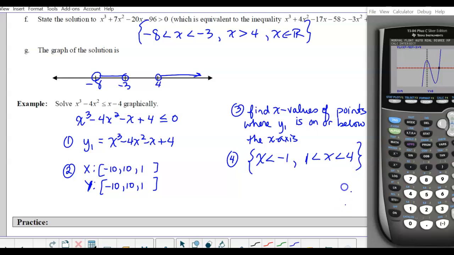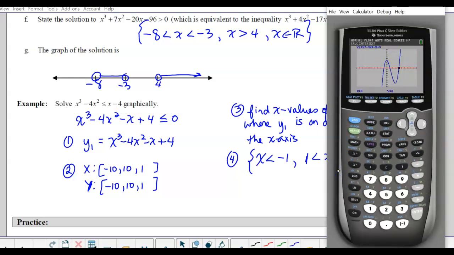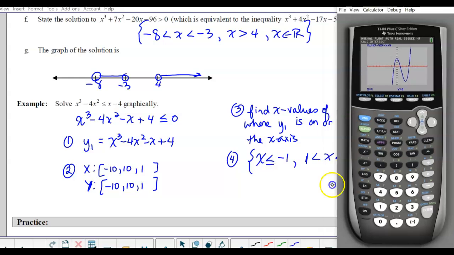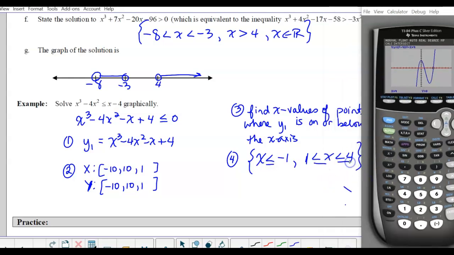So that's it for the lesson. If you're having any difficulty with your calculator, I'll come around and help. I forgot the equal signs here. There, that's better.